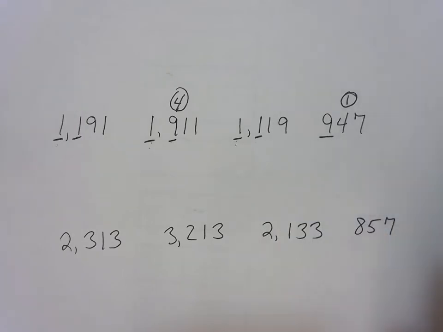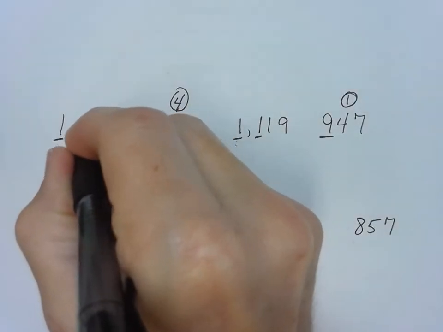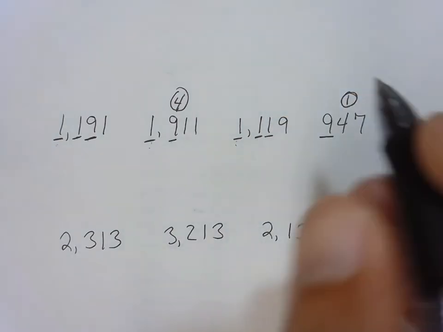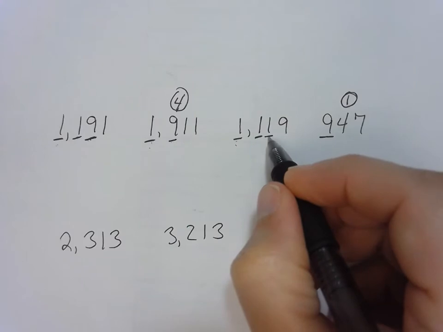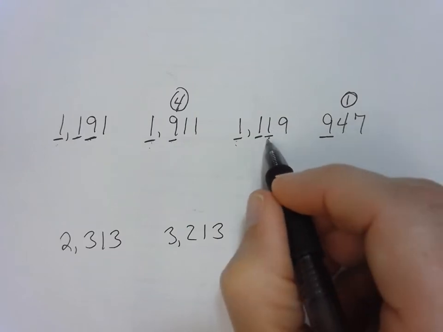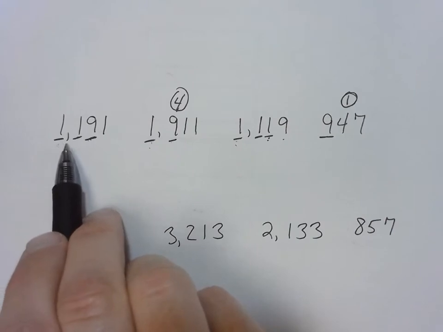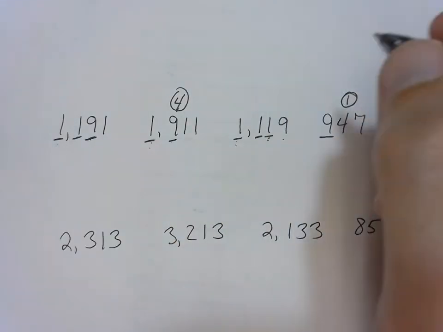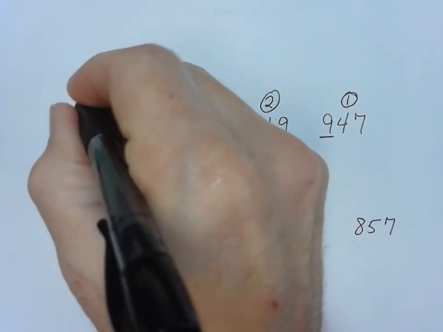So I need to go to my next largest place value with this number and this number, to the tens place and to the tens place. This one has a 9 in the tens place. This one has a 1 in the tens place. So this one here, 1,119, is going to be smaller than 1,191. So this is going to be the second number that I write, then the third number that I write.